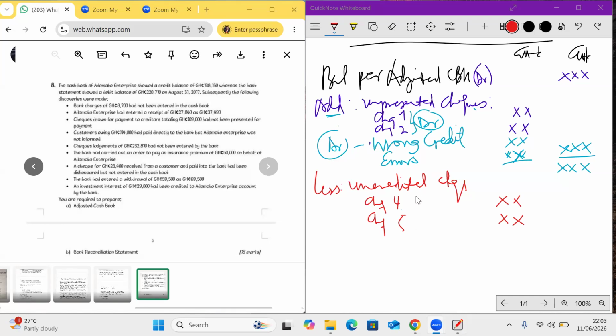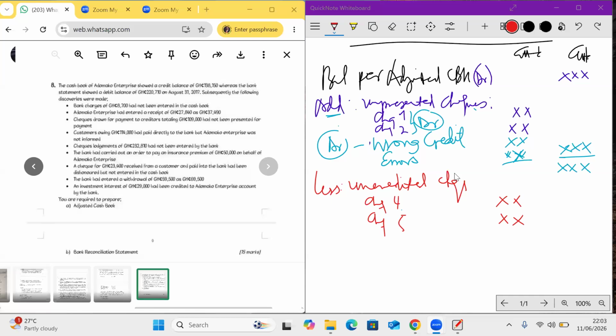So uncredited checks will be taking which side of the bank statement? The credit. Uncredited, credit side. So the add portion was taking the debit side of the bank statement. So less uncredited checks will be taking the credit side of the bank statement. So if these are issues affecting the credit side of the bank statement, it means the debit side of the cash book, all the issues there are okay. But the problem is with the bank statement. Do you get it?